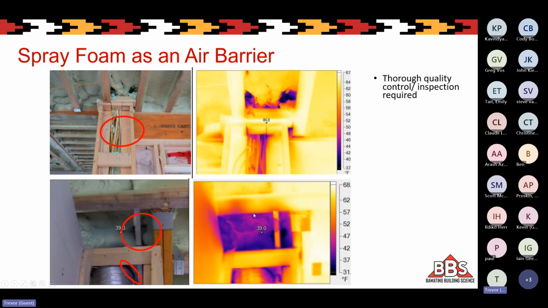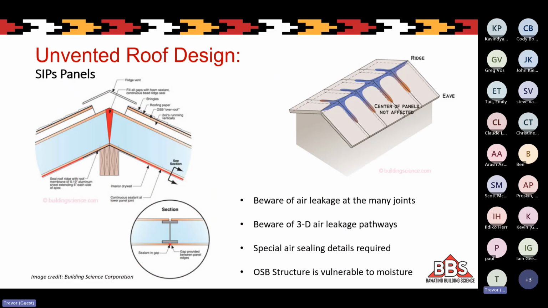And so spray foam can be a great product, but it's really important how it's installed, how it's inspected, etc. So it's not just a cure-all for air tightness. It's a tool that, when done properly, can result in good air tightness. And just as an aside, because this comes up once in a while, are SIPS panels for an unvented roof?